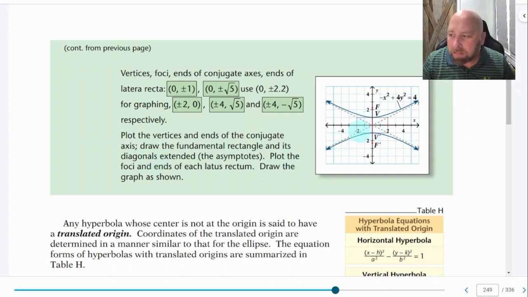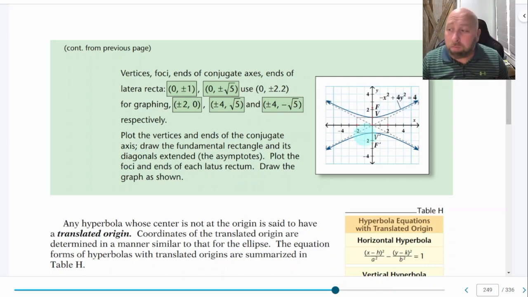Right here, we're going to take these diagonals, the diagonals of this rectangle on the inside that we formed with all these points, and that is going to be our asymptotes. And that should be it. You should be able to put all those points on there. You should be able to get your foci, your vertices.